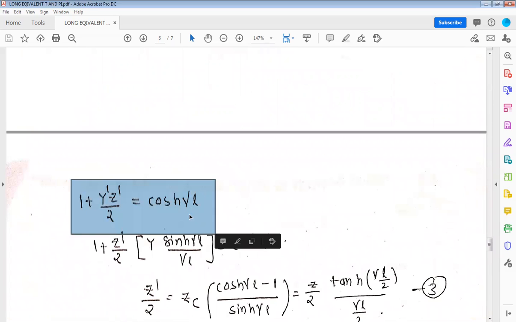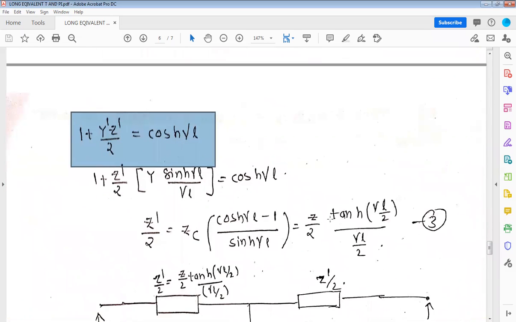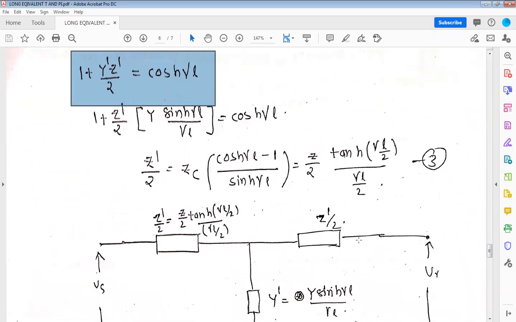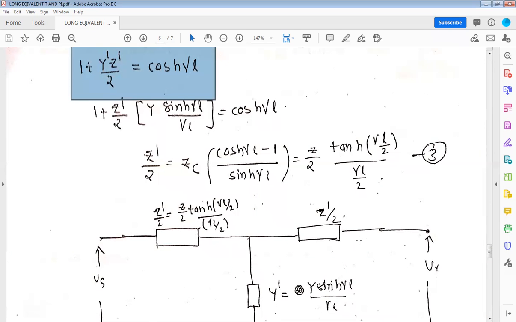is equal to cos h into gamma L. This will be seen the same in the equivalent pi method. That will be represented as Z by 2 into tan h gamma L by 2 by gamma L by 2. The same equations will be represented, just a small change. But the derivation will be the same for the nominal T method and the nominal pi method.